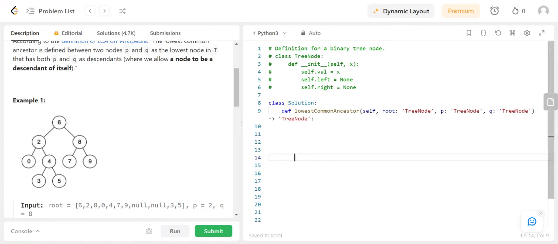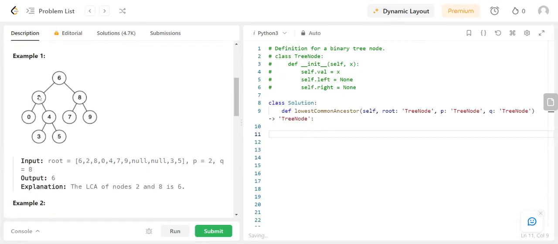So what logic are we going to apply here? We know that in a binary search tree, the left child node is always going to be less than the parent node, and the right child node is always going to be greater than the parent node. So if P and Q are both less than a parent node, then we know to search the left subtree, and if P and Q both are greater than the parent node, then we know to search the right subtree.